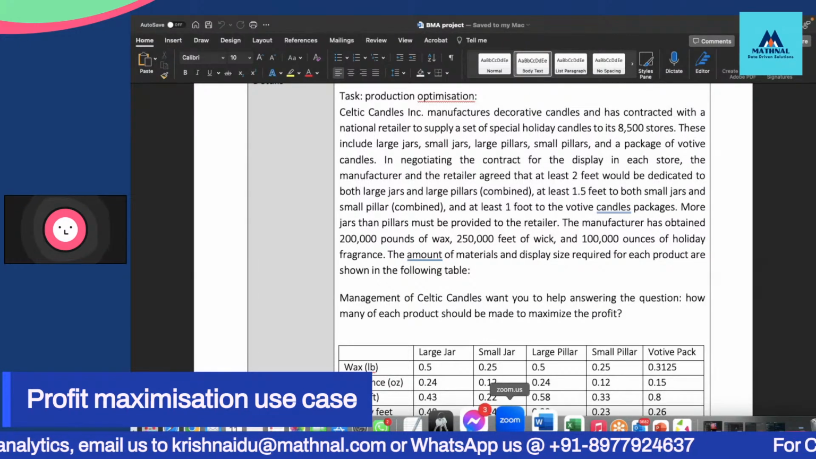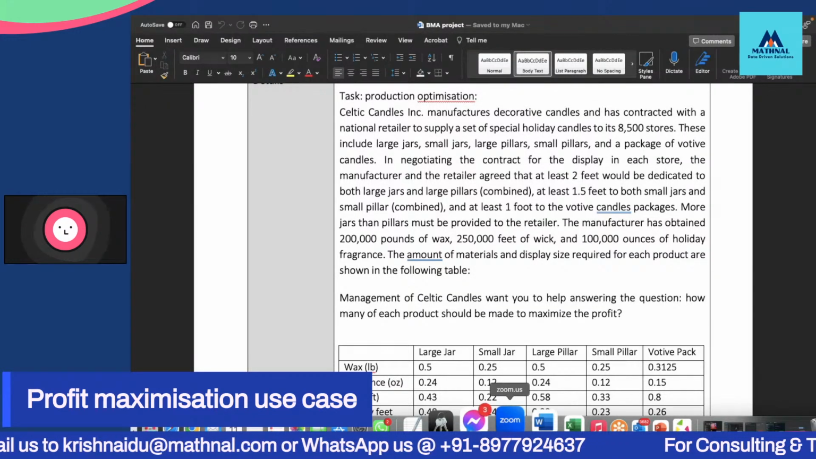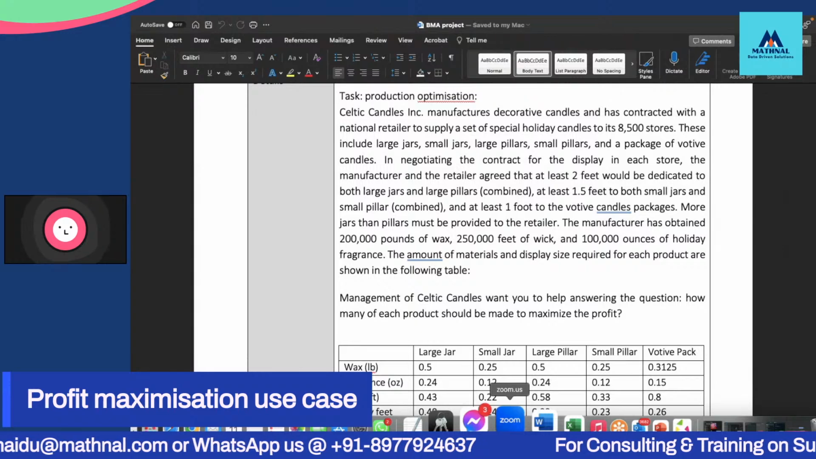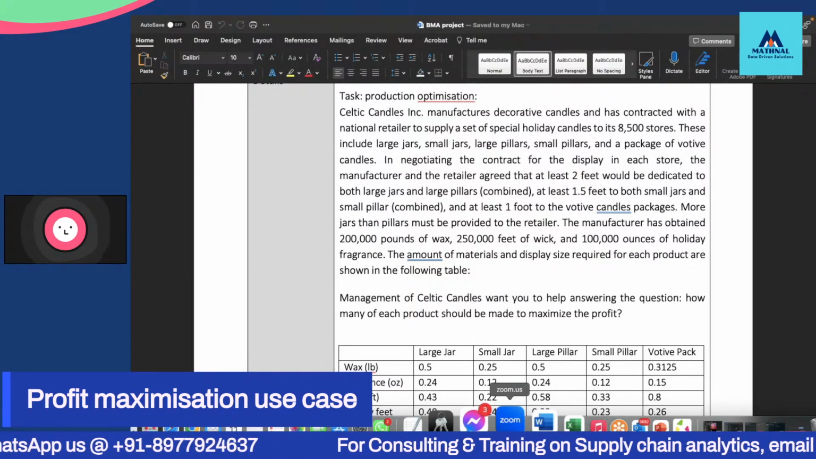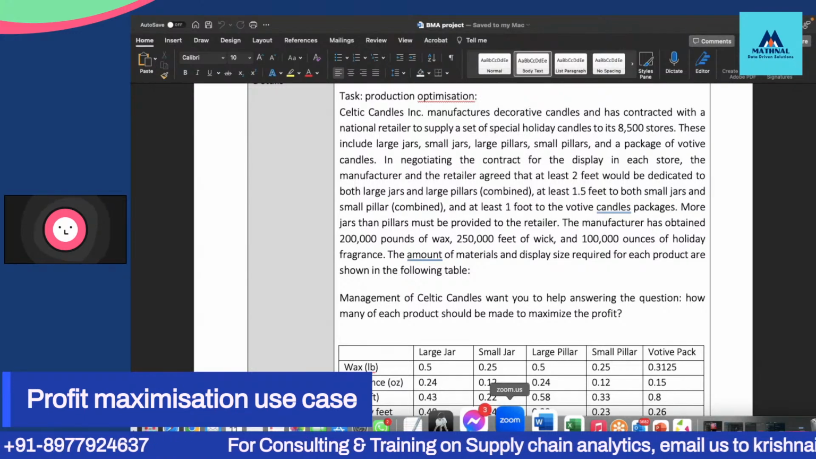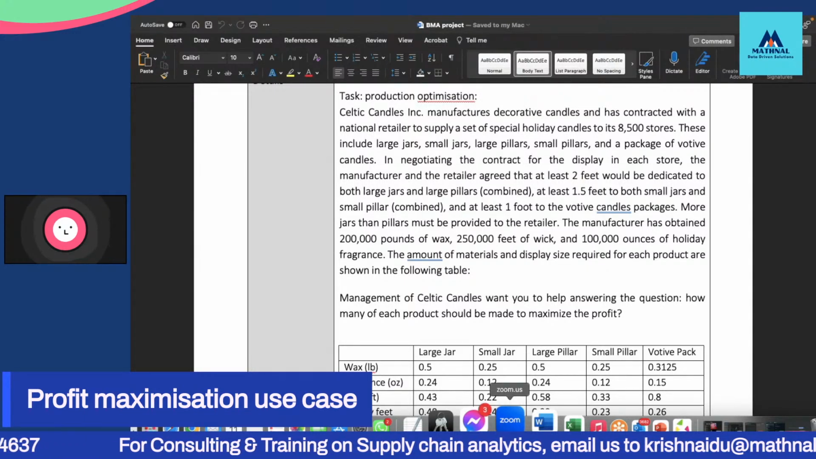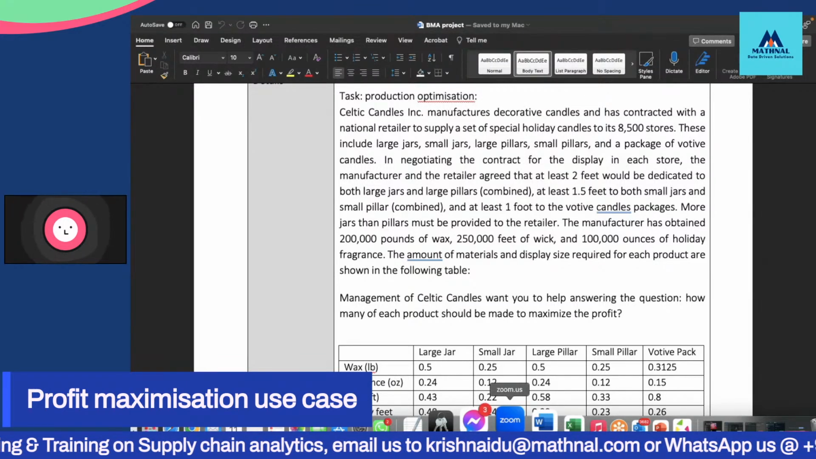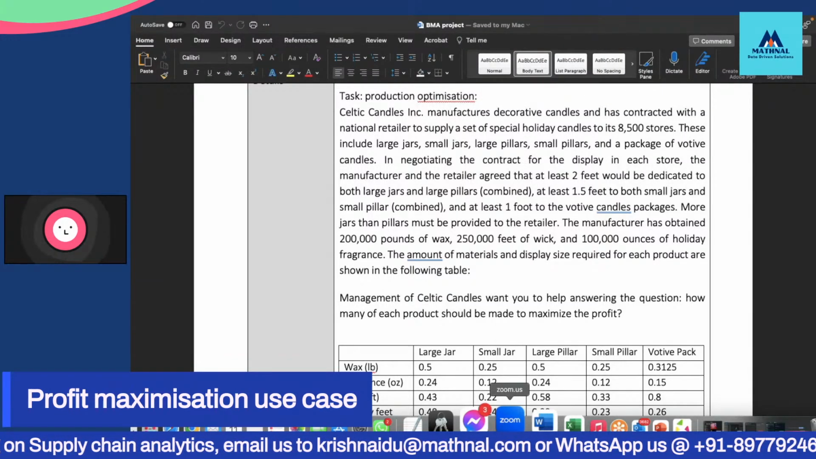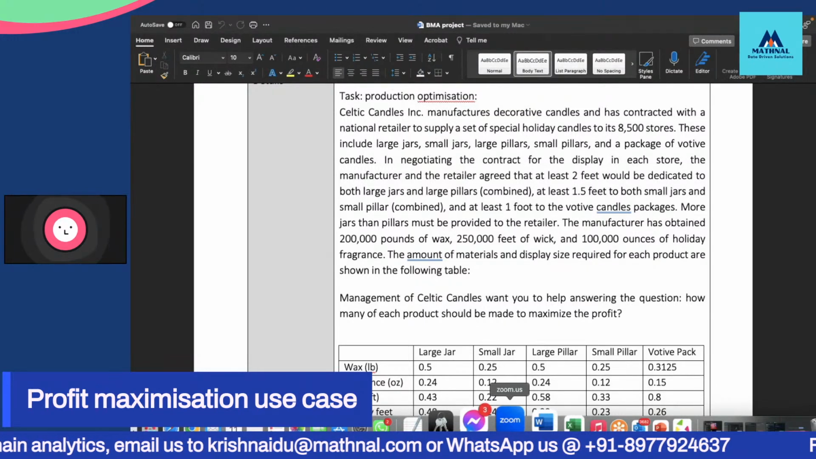Majorly two aspects: one is make to stock production, or is it make to order production, right? If you're going for make to stock production, then you're going to make the products in advance and put them into stock. You may keep the product as finished goods, or as semi-finished, or some of the goods will be in the WIP, work in process stage.